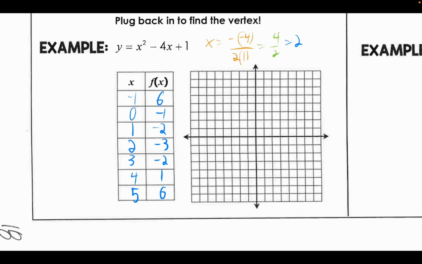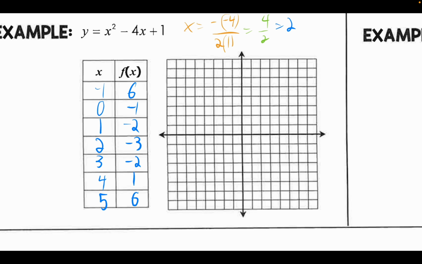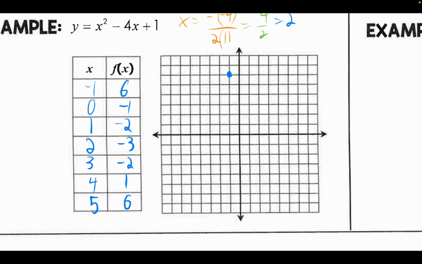So I had to plug this one back in, just like I did all the other x values when we have standard form. So now as I plot these points, I have negative 1, 6, 0, negative 1, negative 2, and I just continue to go along and do all of these points.